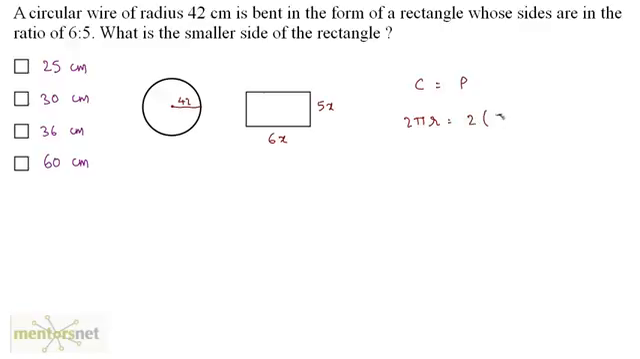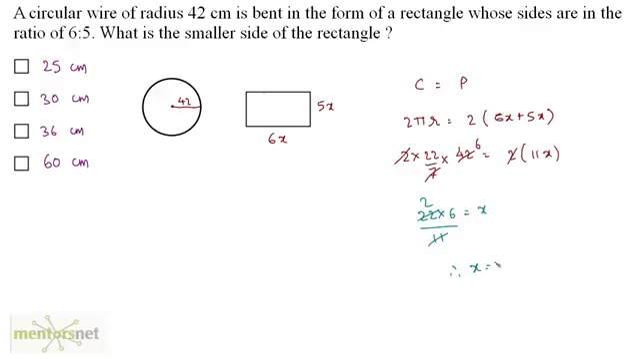So 2 times 6x plus 5x. Okay, so we have 2 into 22 by 7 times radius 42 is equal to 2 into 5x plus 6x, that's 11x. This 2 and this 2 get cancelled out. 7 times 6 is 42. So you have 22 times 6 is equal to 11x. Now this 11 comes to the left, so we have x here and 11 here. 11 times 2 is 22. Therefore x is equal to 6 times 2, that is 12. So the value of x is 12.